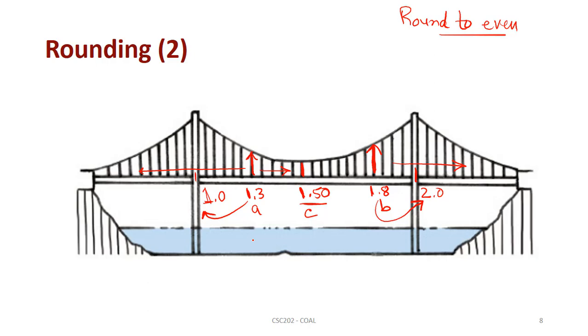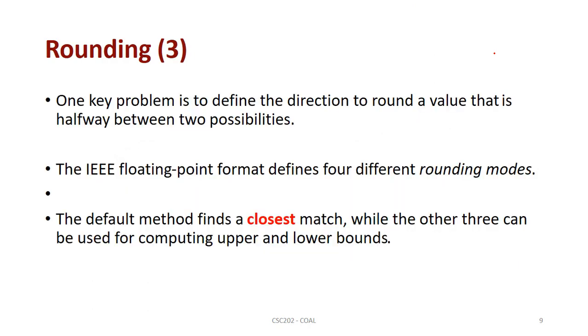Very simple approach. But the problem will come if you are standing at 1.5, the center of the bridge. You have both options, whether you run towards the right side or towards the left side, with equal probability. So here you have to make a decision and follow a rule, and that rule is the round to even rule. Let's see it in a moment.